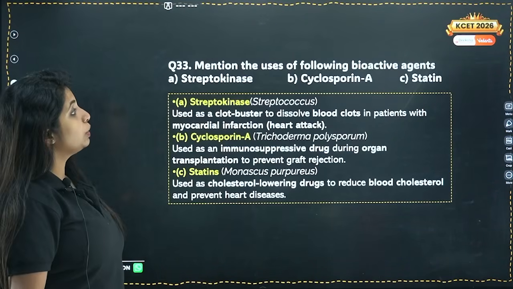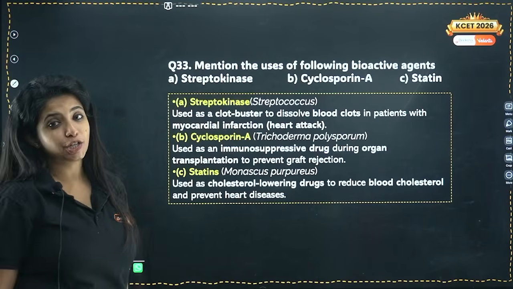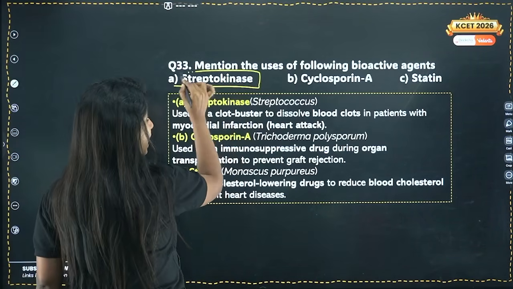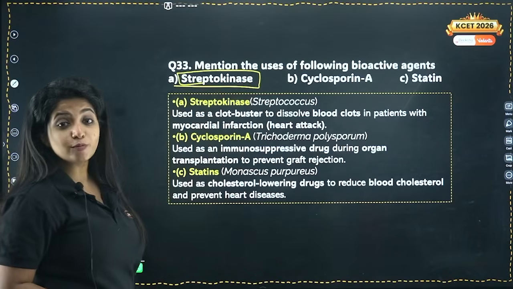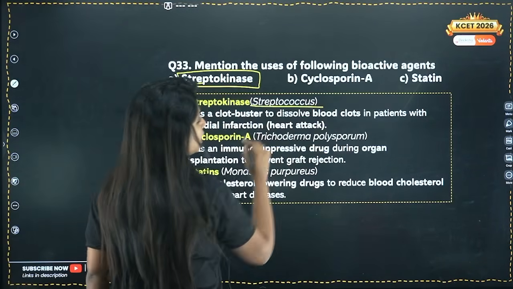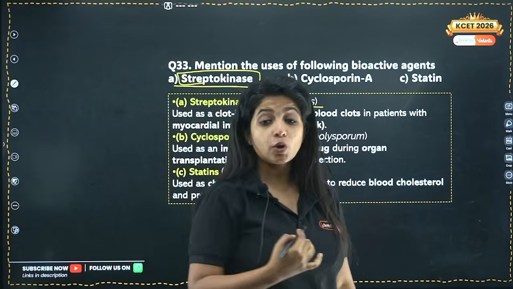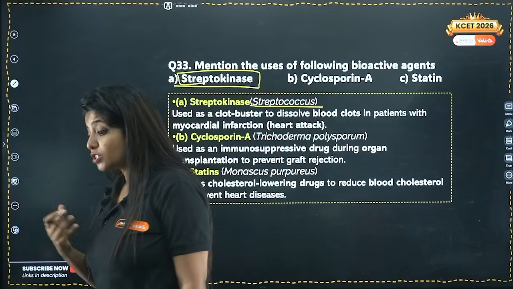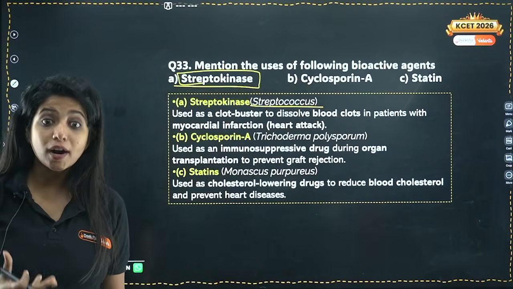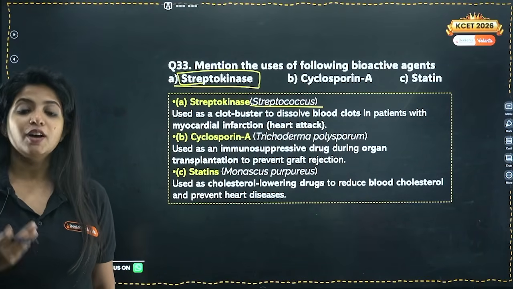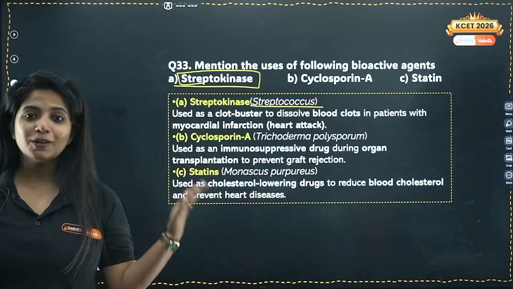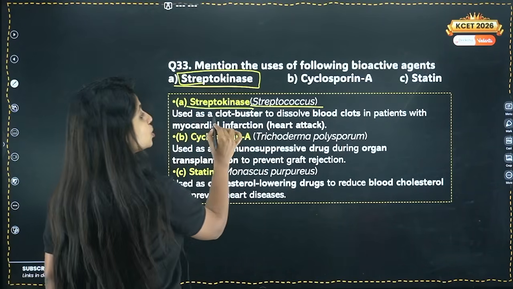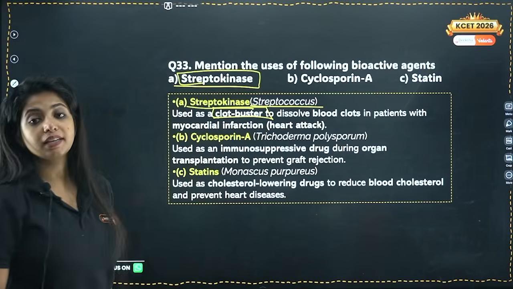Okay, easy question. Now mention the use of the following bioactive agents. Streptokinase, what is the use of it? Streptokinase is an enzyme, as the "ase" is there. Where do you get it from? Streptococcus. And what does it do? Suppose someone is having myocardial infarction or heart attack. Why is it happening? Because probably their heart is not receiving enough oxygenated blood because there might be some clots. There should be someone to bust down the clot, and who is that? It is streptokinase. It's an enzyme that is also known as a clot buster. It busts down the clots.